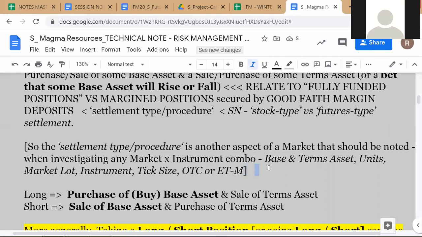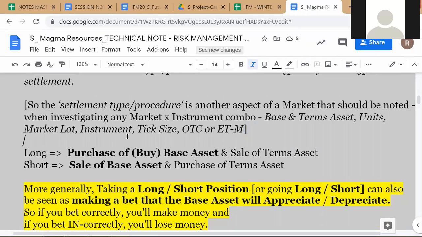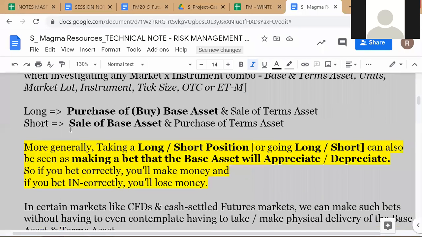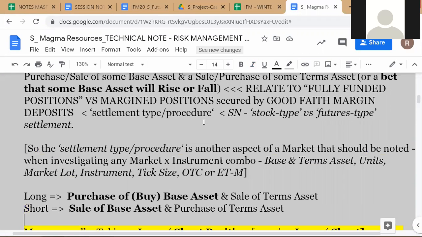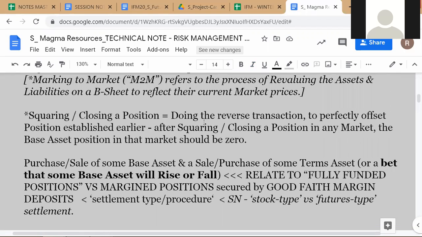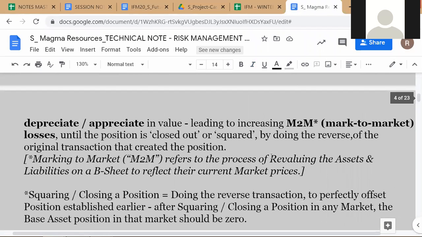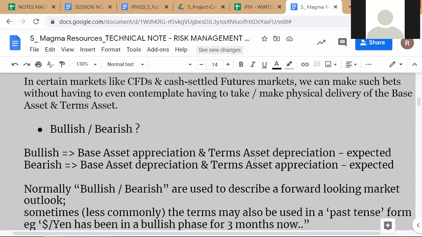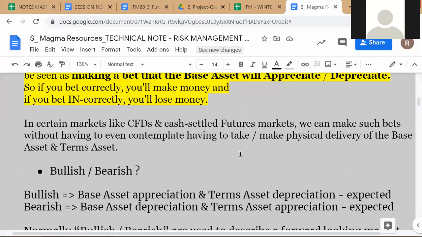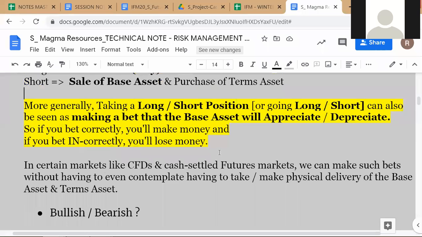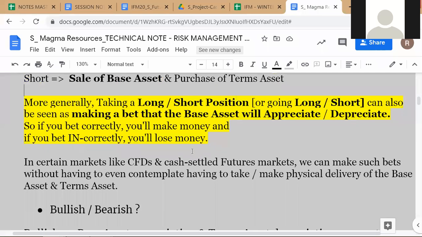So we are defining some very basic terms here. Long is purchase of base assets, sale of terms assets. This is again going back to the fully funded type of definition, or you can just replace it as: long is making a bet that the price will rise, which I've already given here. Making a bet that the price will rise. Longs. This is very basic stuff, but we are making sure that we have these concepts clear.